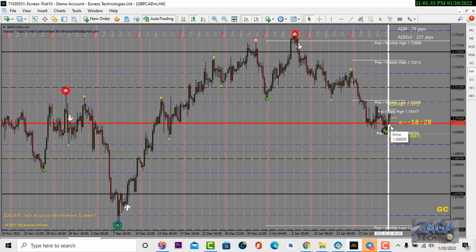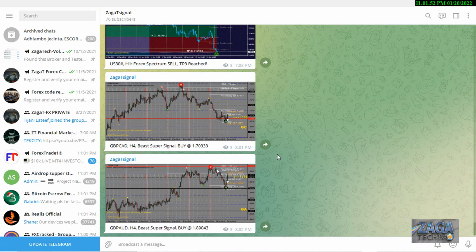And this buy now, the market has come down to this previous low, ADR low. So the market may tend to move back to this daily high or previous weekly high, or get to this market maker trend zone, which is this black line you see here, before it continues its downtrend. All right, that's it for this GBP card.